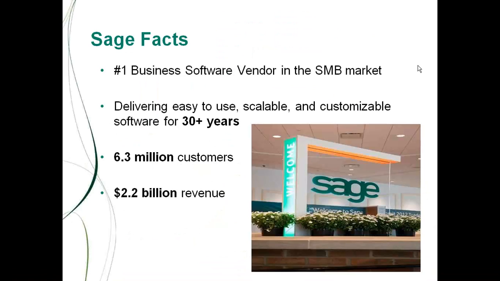First of all, for those who don't know Sage, you may be surprised to know that we are the largest software vendor for small to medium-sized businesses in the United States. And if you think about it, that's a very large market demographic. So, of course, there's a lot of companies there, and we happen to have a lot of products that fit into that space. Also, if you're not familiar with Sage, you might be surprised to know we've been around for over 30 years. We have over 6 million customers, and our revenue last year worldwide was $2.2 billion. So we've been around for a long time. We're very substantial, and we're doing pretty well financially as well.